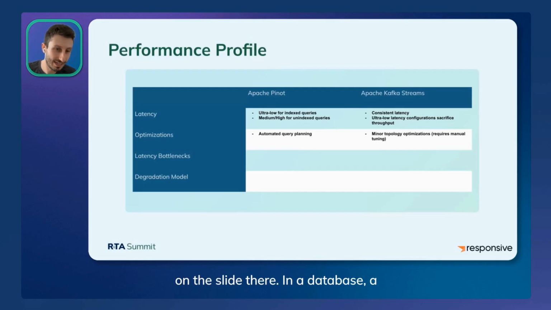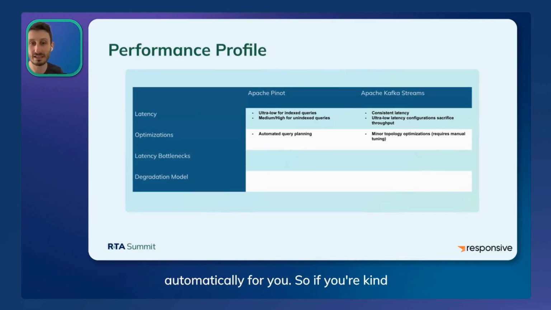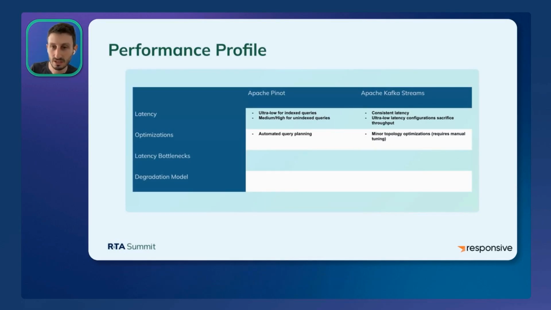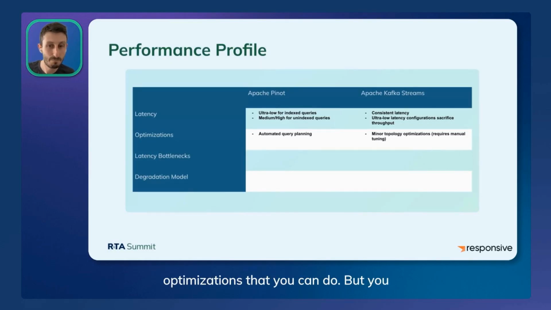In a database, a lot of the optimizations happen automatically for you. So if you're issuing lots of different types of queries and you don't want to optimize each individual one, a lot of the optimizations happen for you in a database under the hood. In a stream processor, typically there's only very minor topology optimizations that you can do, but you have a lot of room to manually tune your application. So you can tune all the code to really get the performance profile that you want. It requires a little bit more investment, something you wouldn't want to do in a flexible use case, but you can really tune a specific use case to hit a certain performance line that you might want. The latency bottlenecks are also different.